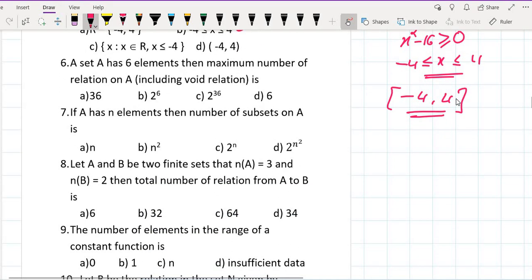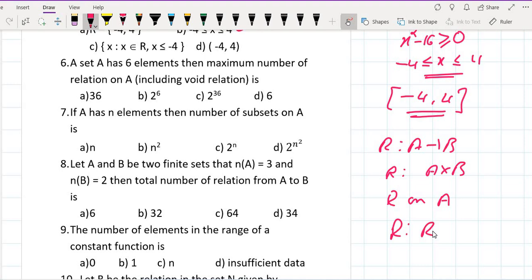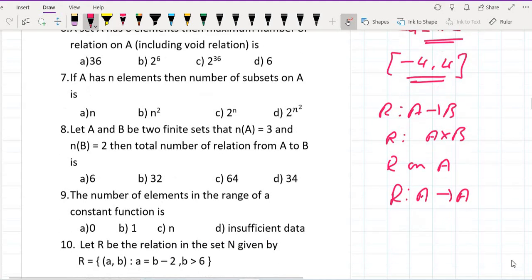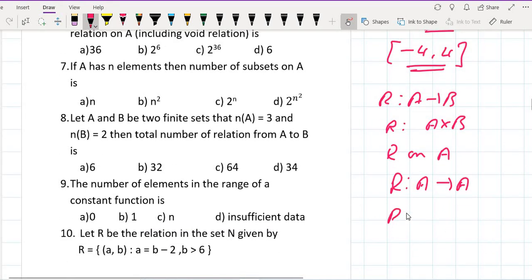Consider next question. A set has 6 elements. Maximum number of relations on A. Now listen to me. There are two concepts. One is relation from the set A to the set B. In this case, it is a subset of A cross B. Now it is relation on A. That means it is a relation from the set A to the set A itself. So it is a subset of A cross A.